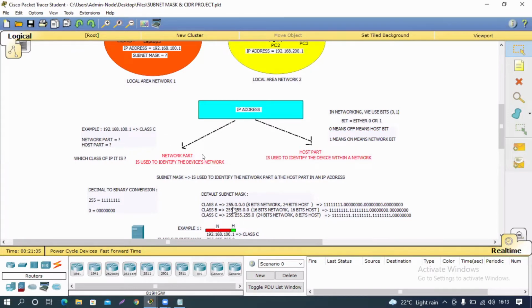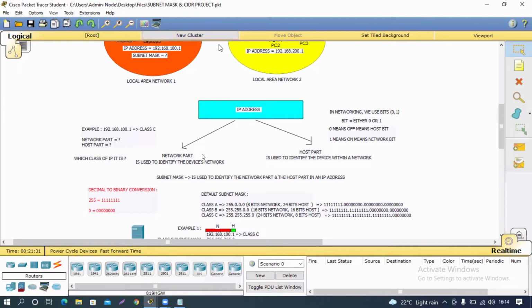Simply, we are converting these values, what we are representing in decimal, in binary. So this is when the decimal to binary conversion comes in. So this 255, we are converting in 8-bit binary representation. If you convert this 255, you will get 8 ones in binary. And if you convert these zeros, then you are getting 8 zeros per octet.